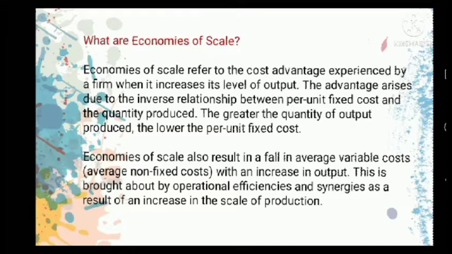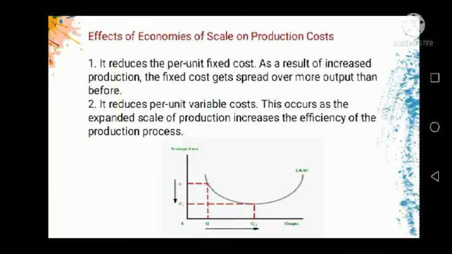Let us proceed to the effect of economies of scale on production cost. First, it reduces the per unit fixed cost as a result of increased production. The fixed cost gets spread over more output than before. Second, it reduces per unit variable cost. This occurs as the expanded scale of production increases the efficiency of the production process.